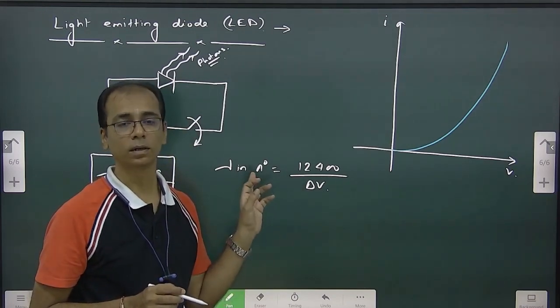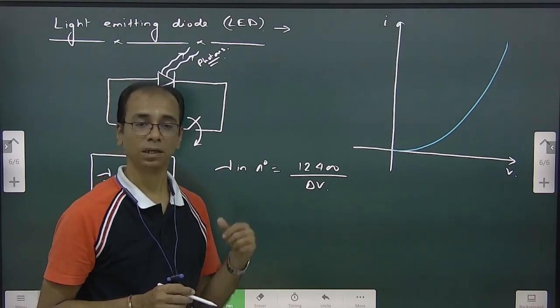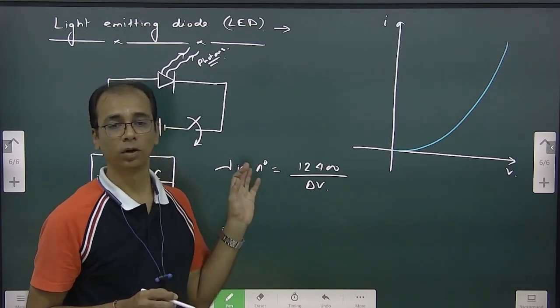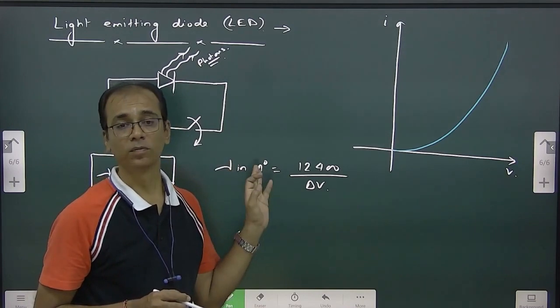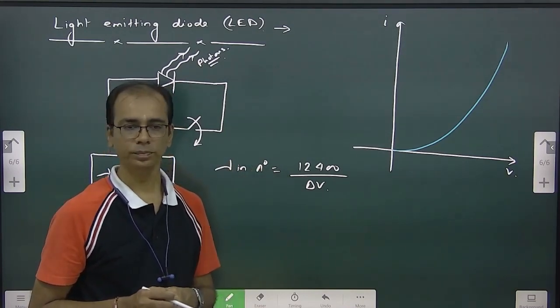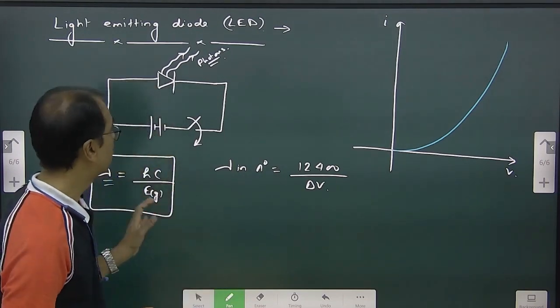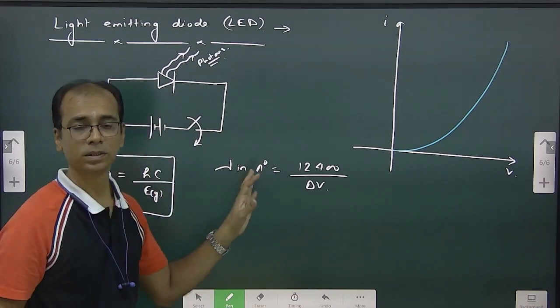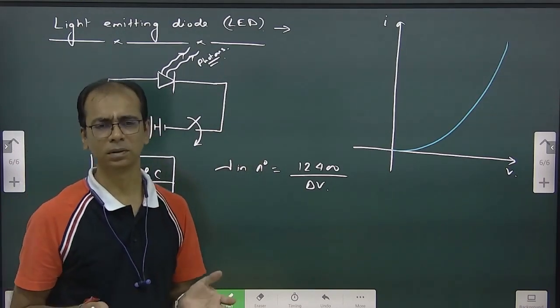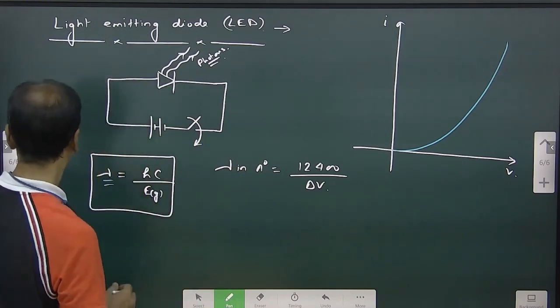If you want red color, that means maximum wavelength, so this delta V will be less. If you want violet, that means minimum wavelength, which means this delta V should be on the higher side. Okay, correct. So this is how we are getting LED. This is the working principle of LED. Very simple, right? Same way, now let's see photodiode.